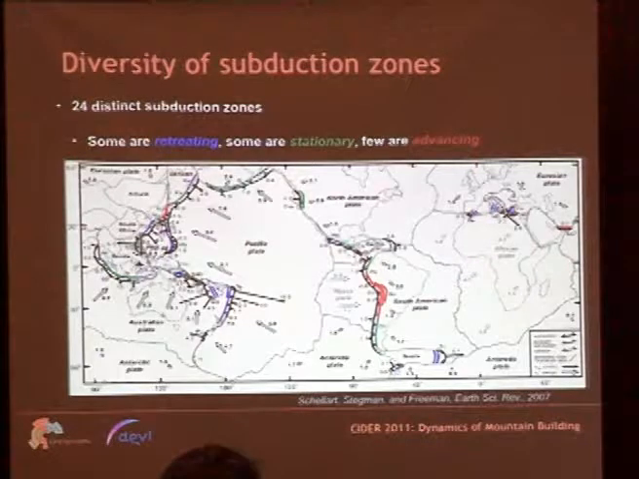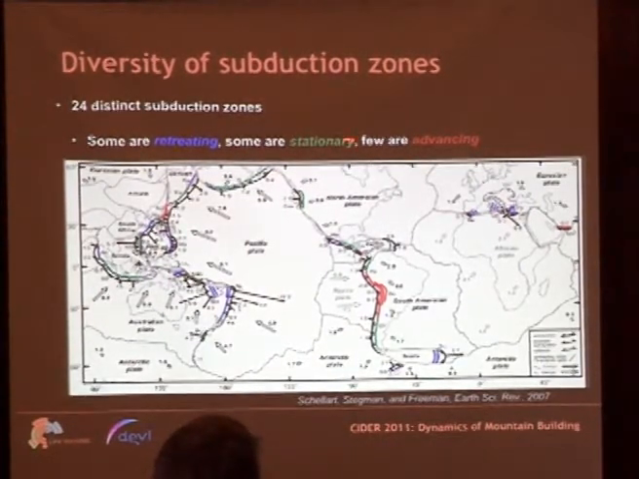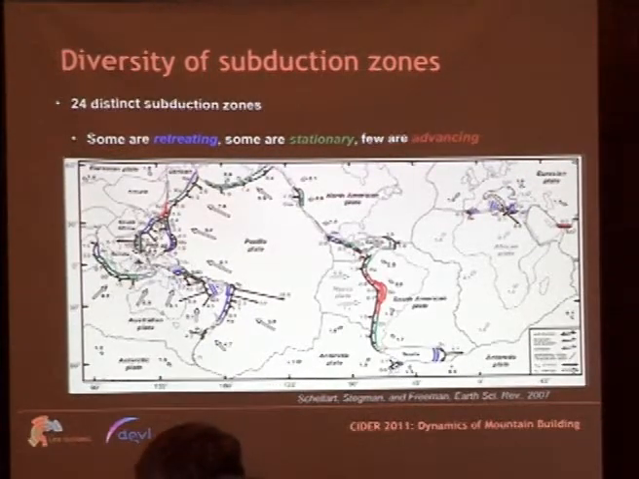We've added little arrows to what their motion is today. But this changes over time. So this is just a snapshot of a dynamic system where everything's moving, including all of the trench boundaries, or subduction zones. And the pattern is we have a lot of retreating trenches, about 50%, and then the next largest amount of trenches are basically quasi-stationary, and then very few advancing.